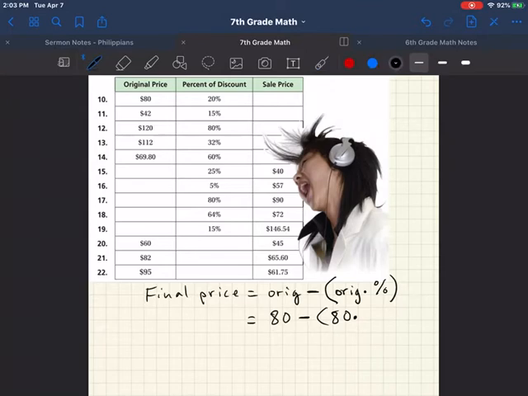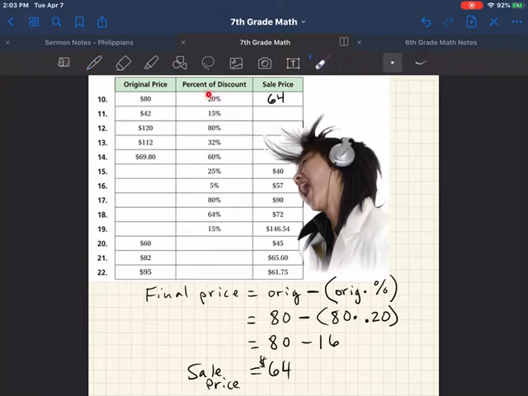which on this first one I'm doing is 20%. So how do we write 20% as a decimal? 0.20. So 80 times 0.20, we get our calculator out, or just 0.2, and we get 16. So it's just 80 minus 16, which gives us 64. So my sale price, or final price, after the discount is $64.